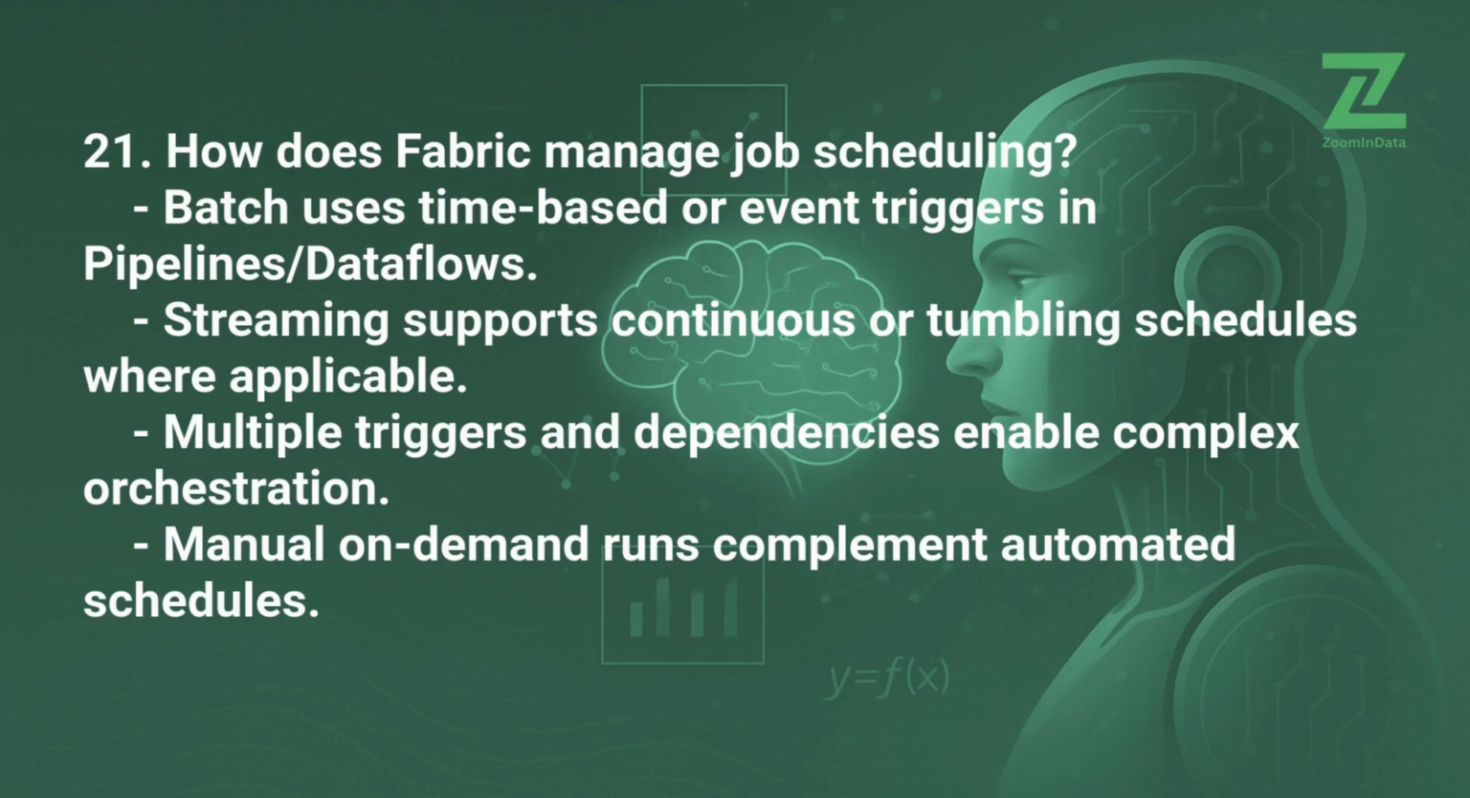21. How does Fabric manage job scheduling? Batch uses time-based or event triggers in pipelines, dataflows. Streaming supports continuous or tumbling schedules where applicable. Multiple triggers and dependencies enable complex orchestration. Manual on-demand runs complement automated schedules.